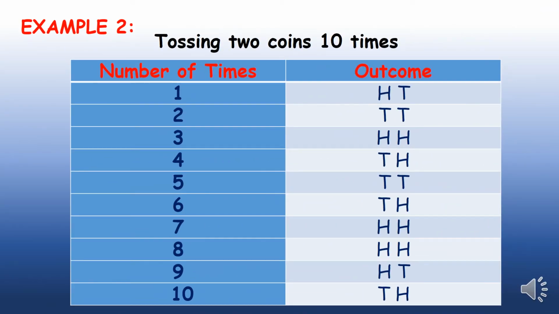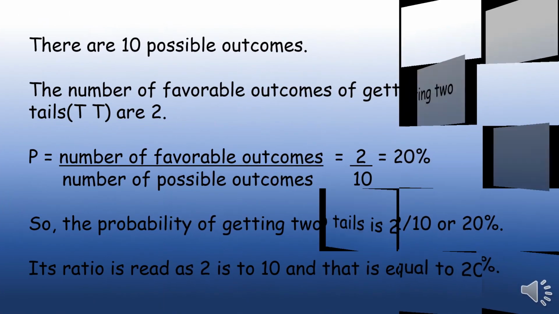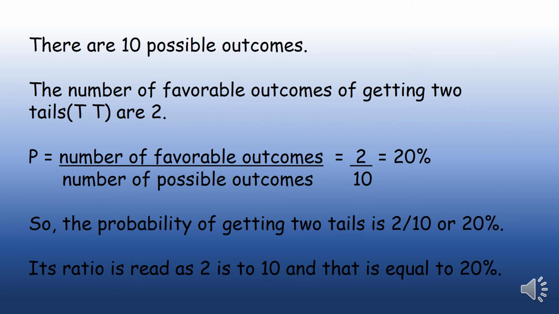Example number 2, tossing 2 coins 10 times. The table shows the number of times the coins were tossed and the outcome each time the 2 coins were tossed. There are 10 possible outcomes. The number of favorable outcomes of getting 2 tails is 2.